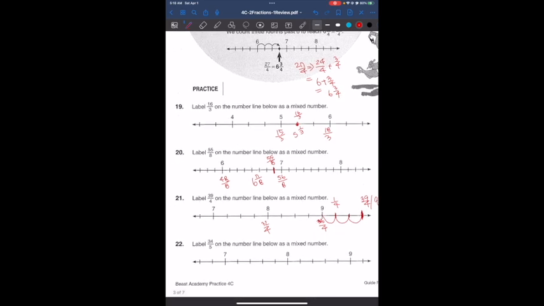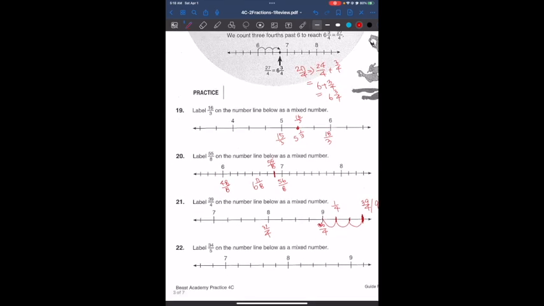And then for problem 22, we have 34 over 5. And 7 is 35 over 5. And based on the distance from 7 to 8, we know that each space is worth 1/5. And so since 34 over 5 is 1/5 less than 35 over 5, this is going to be 34 over 5.